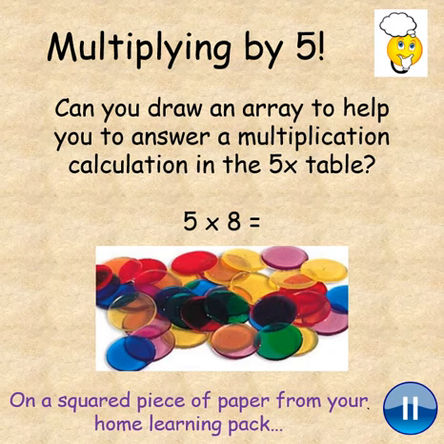Okay, this time my calculation is 5 multiplied by 8. Now have a think. I don't know my 8 times table, but I do know my 5, so I could swap the numbers around. I could do 8 multiplied by 5. Pause the video here and have a go at drawing your array.